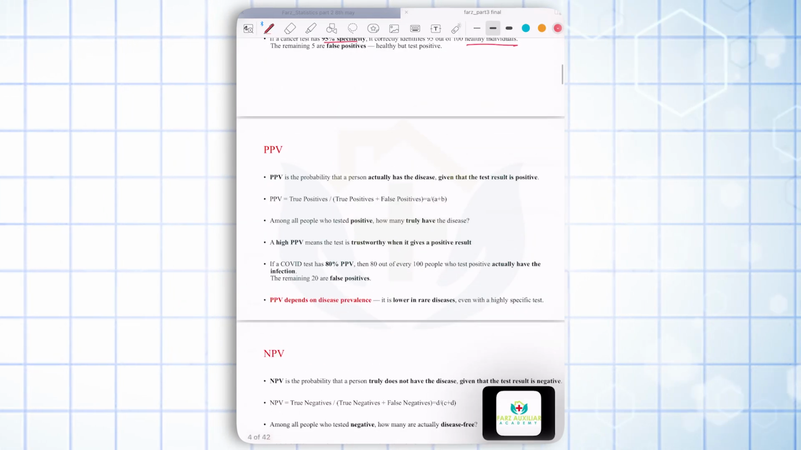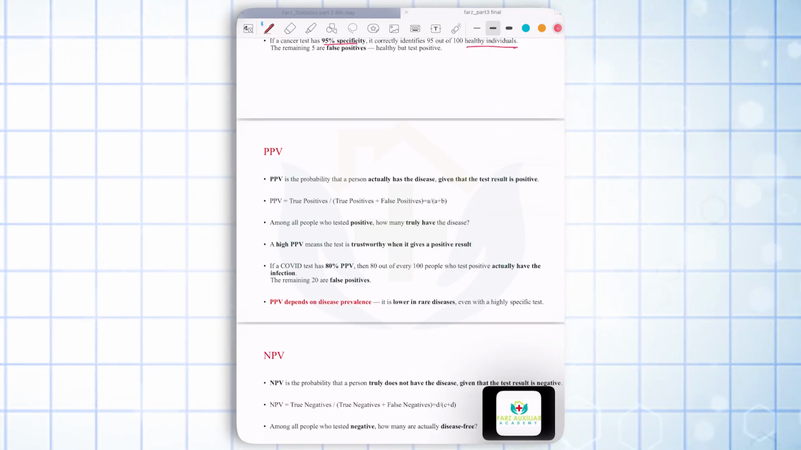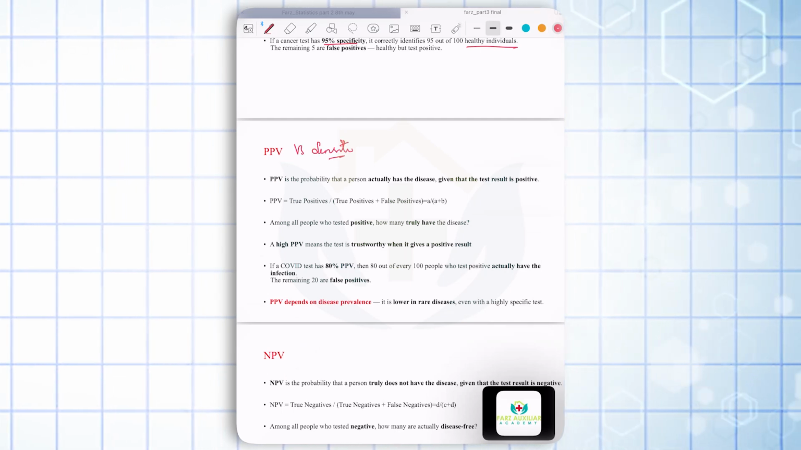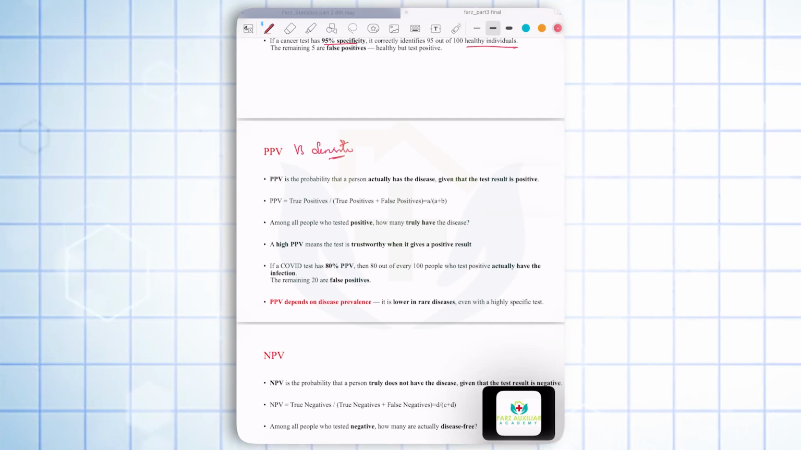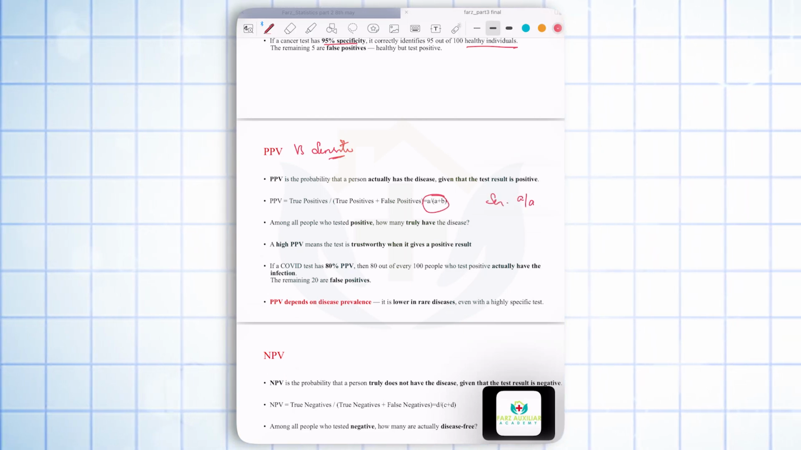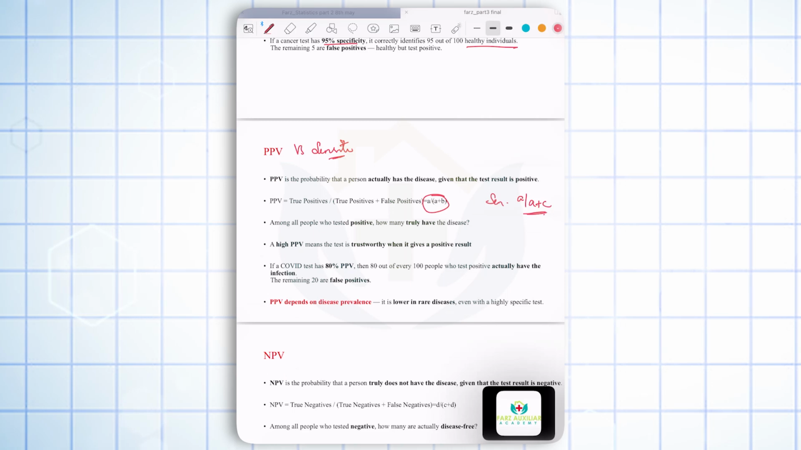So, what is positive predictive value? People often get confused between positive predictive value and sensitivity. This is where people get confused. You can see the formula: positive predictive value is A by A plus B. The sensitivity formula is A by A plus C. So be very careful with the formulas.